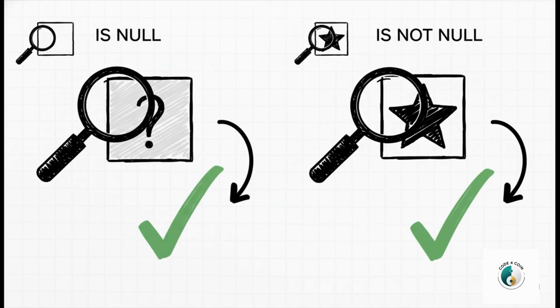So the crucial point is this: you absolutely must use the special phrase is null or is not null. This is the one and only correct way to specifically test for the presence or absence of a value.